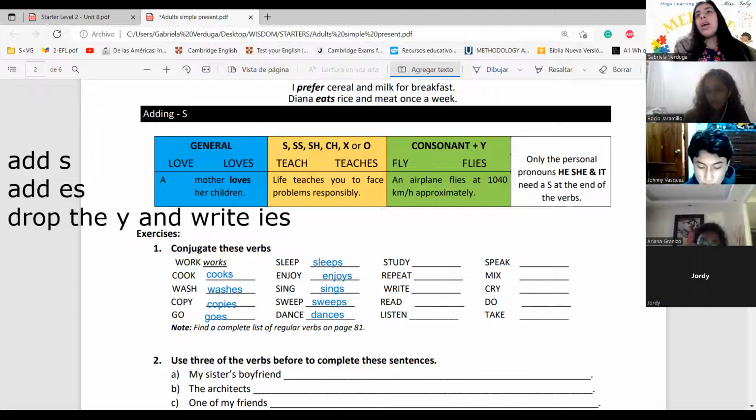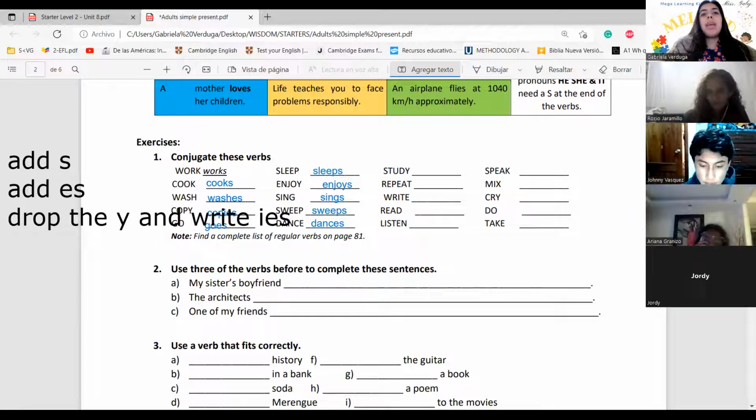And the rest of the verbs you are going to write as homework. And you are going to complete activity number 2 as homework. You have the subject here. My sister's boyfriend is the subject. You have to complete it with a verb and a complement. And you have to review if you have to conjugate the verb or not. If the subject is a third person, you have to conjugate the verb. Third person singular, remember. If it is plural, no.